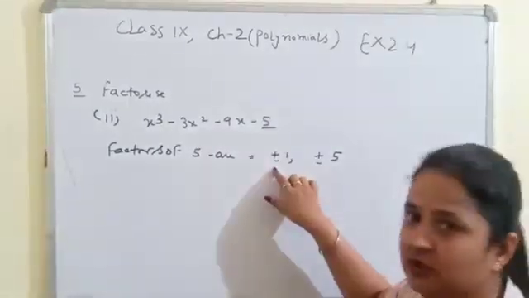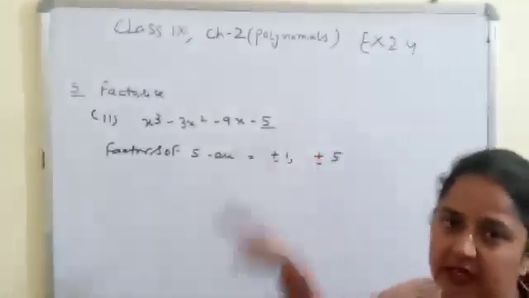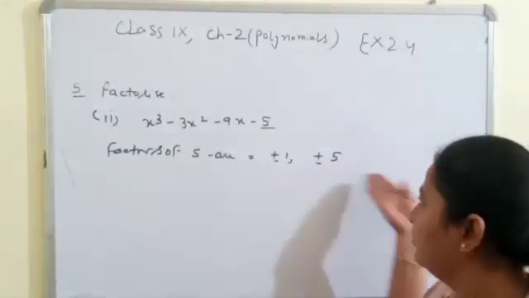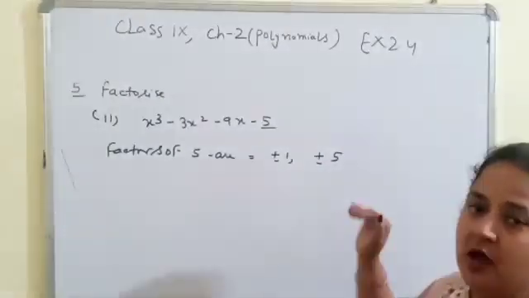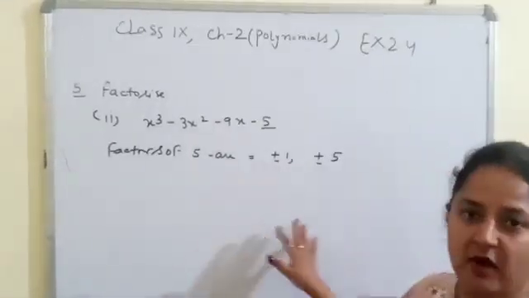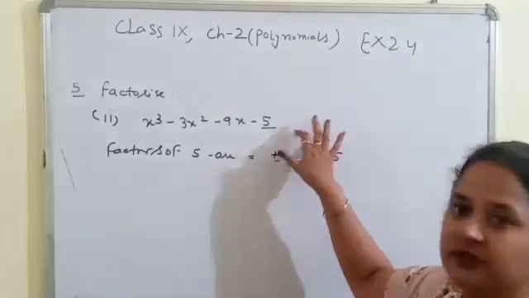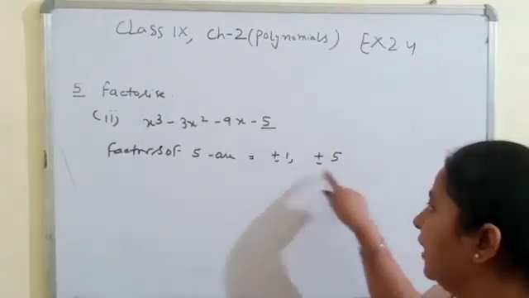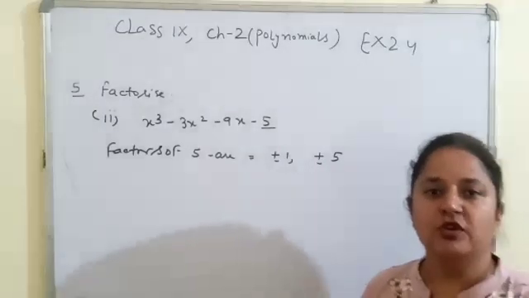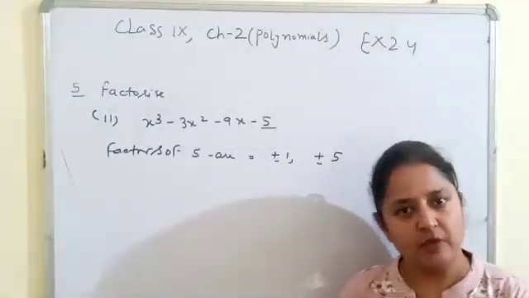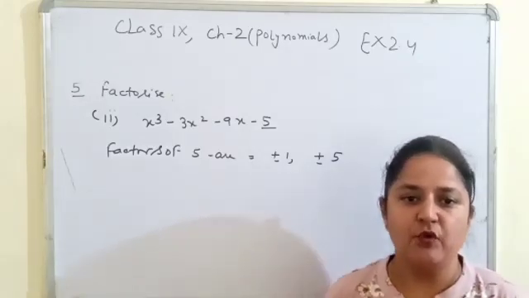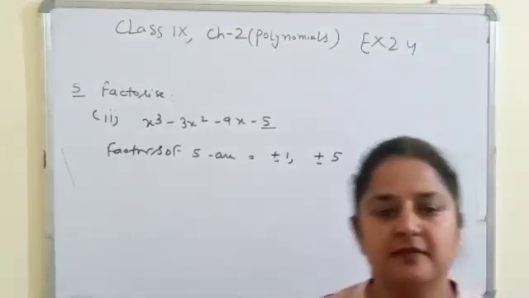If it is not, then we will try for minus 1. Again, if x equal to minus 1 is not the zero for the polynomial, then we will move to 5. Firstly we will put plus 5 and then minus 5. From these 4 values, one value should be a factor of this polynomial, because these are the factors for the constant term. We have to substitute these factors one by one, and by the trial method we will check for which value this polynomial is 0.